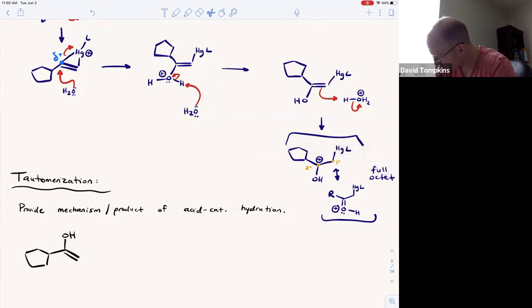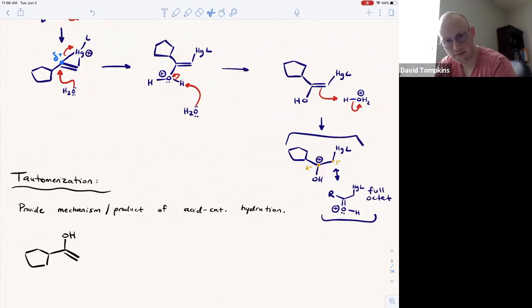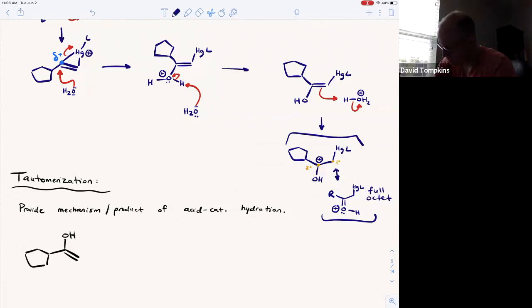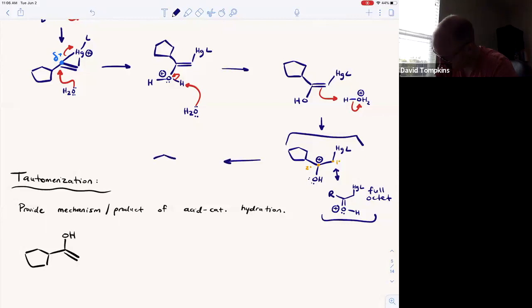So the most important structure is actually the one at the bottom here, where all atoms have 8 electrons. When the oxygen has 2 lone pairs, then the carbon here does not have a full octet because it only has 3 bonds. So to get to the enol product, we're going to regenerate that catalyst.